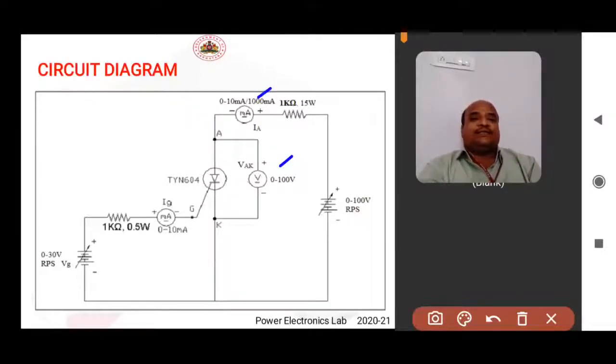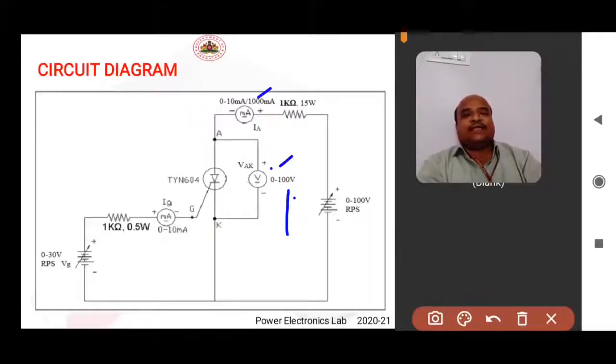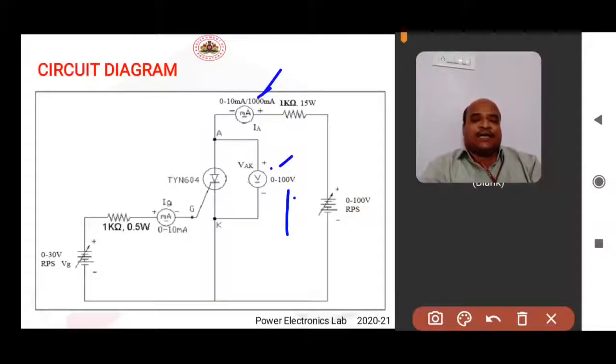Go on increasing the voltage till SCR is turned on, which is indicated by a sudden drop in the voltmeter reading and a sudden increase in the anode current. You can note down the voltage at which the SCR is turned on, which is the breakover voltage at that particular gate current, and that is the latching current that flows through the anode.